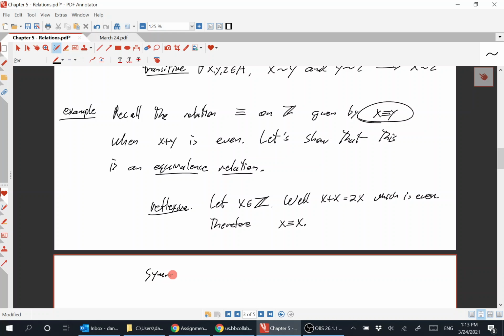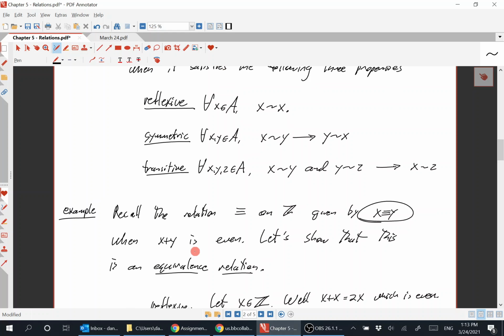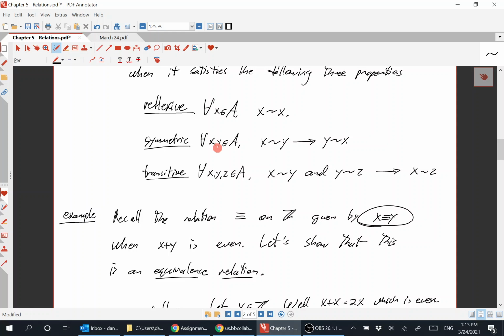Symmetric. What is the meaning of symmetric? For every x and y in A, x related to y implies y is related to x. So in order to show symmetry, you take x and y in A and assume x is related to y. Then show that y is forced to be related to x as well.